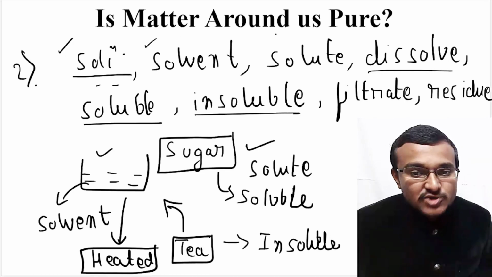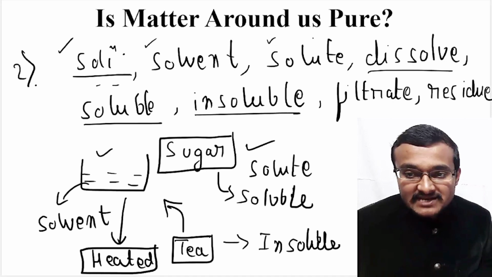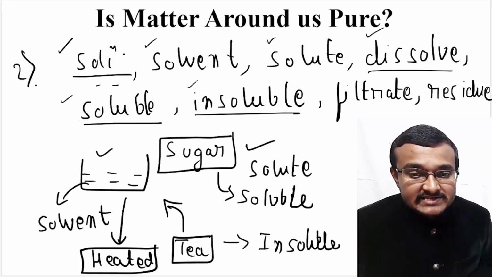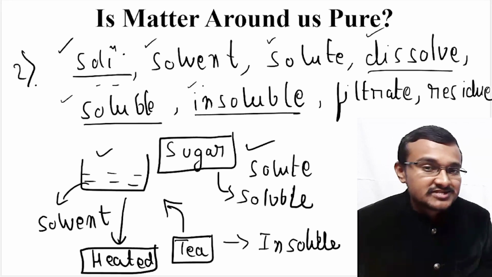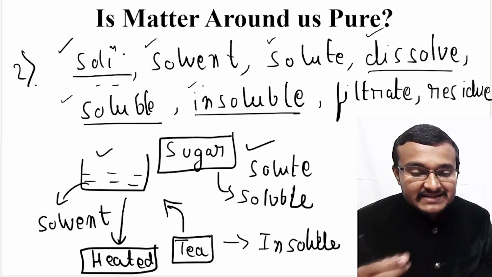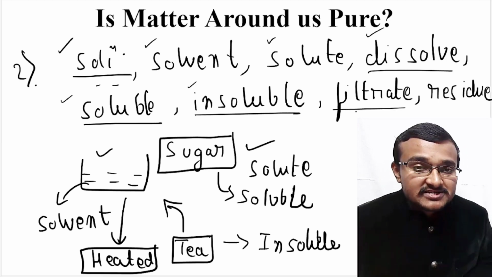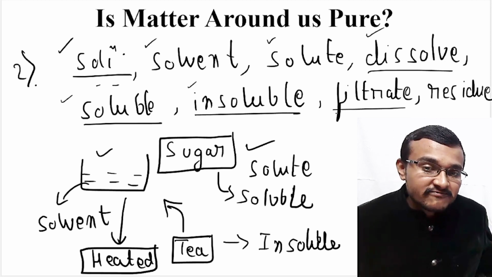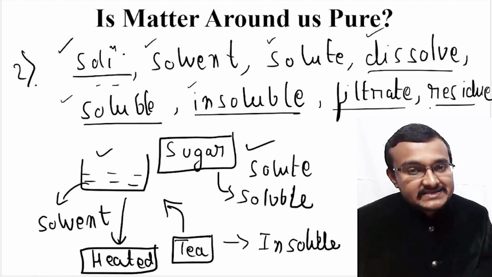Here water acts as the solvent, and milk and sugar act as the solute. They get dissolved in water, so they are soluble in water, but the tea particles are insoluble in this water. These insoluble tea particles are put into this solution and boiled. After boiling, the solution is filtered out. The remaining tea particles that get filtered out are known as residue.